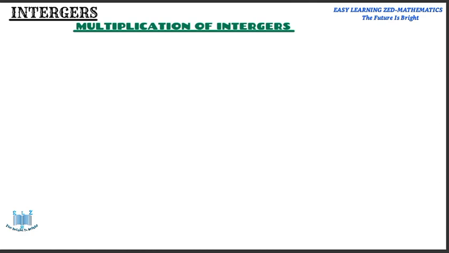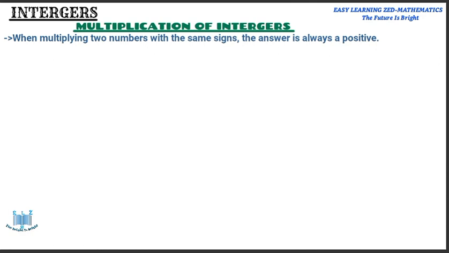The first rule is when multiplying two numbers with the same signs, the answer is always a positive. So when you are multiplying two numbers which have the same signs, the answer will always be a positive. Even if you are multiplying two negatives, the answer will be a positive. Even if you are multiplying two positives, the answer will be a positive.